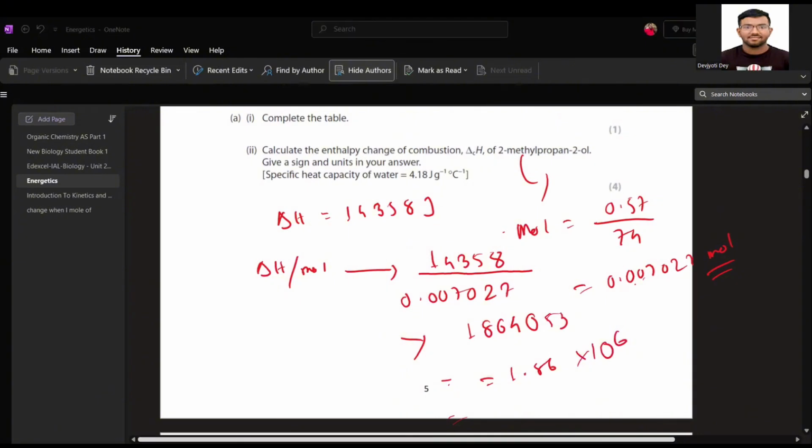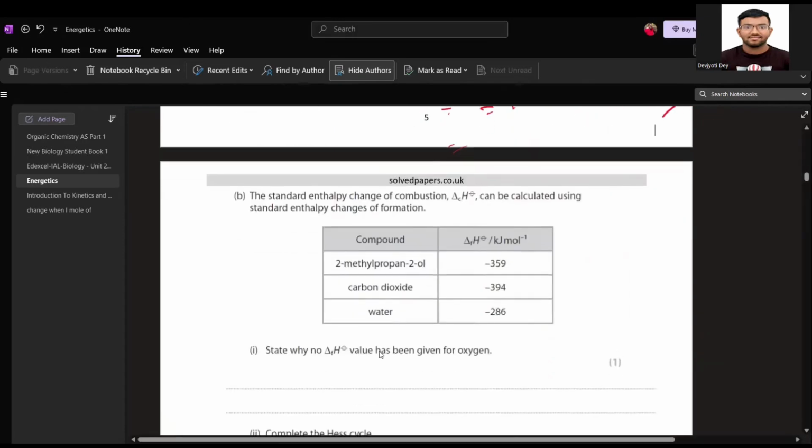Yeah, that should be it. That should be the answer. Joule per mole. Okay, now let's move on to the Hess law. The standard enthalpy change of combustion can be calculated using standard enthalpy change of formation. Okay, that's where Hess law comes in.